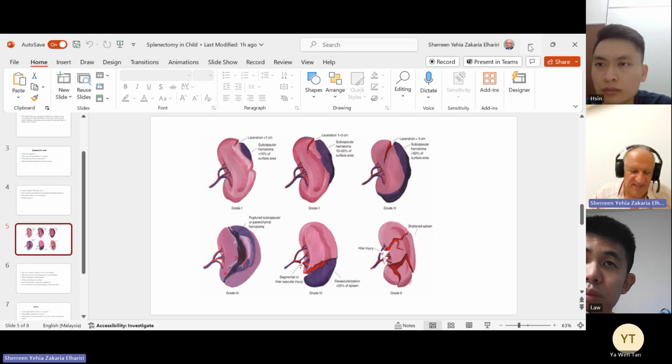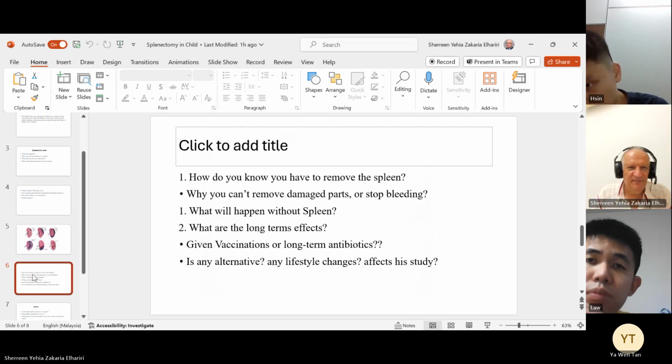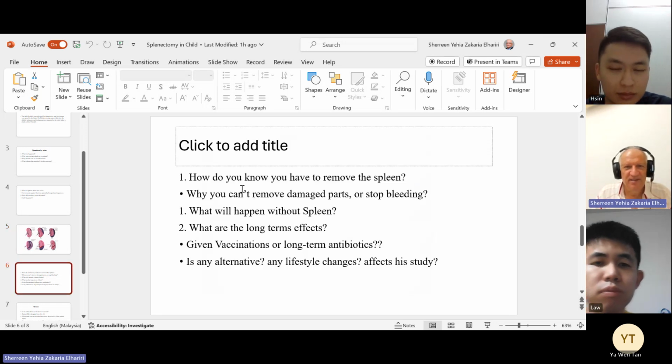Why do we give vaccination? Because encapsulated bacteria have something called opsonization, and opsonization is a function of the spleen. Okay? Don't say lifelong antibiotic. It is a very, very old policy, although it is common in books.